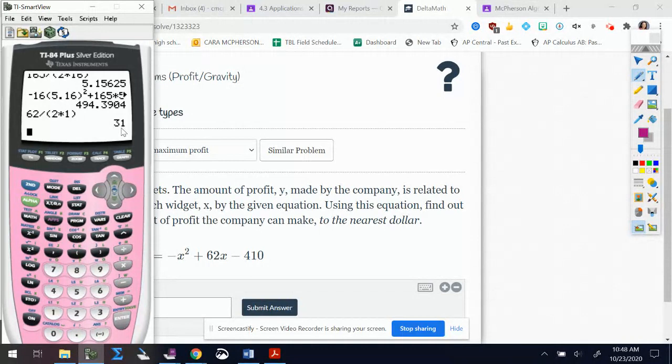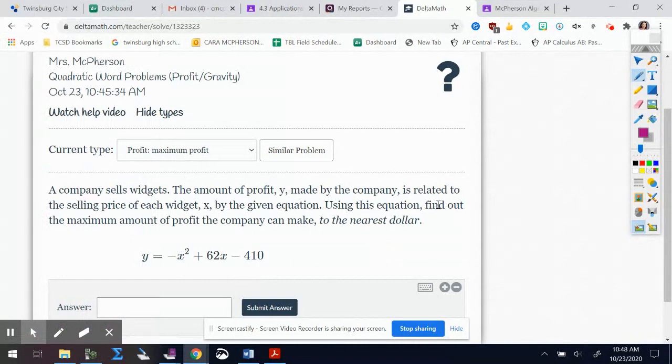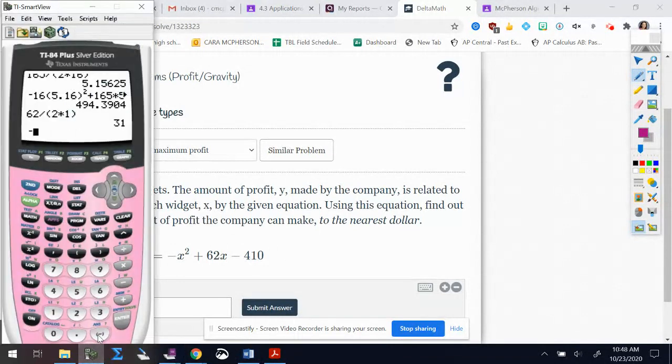So if it asks for price, that's what you're putting in. If it asks for profit, and in this particular question, that's what it asks for, to find the maximum profit, they want you to take that X value that you have on your calculator screen and plug it into this equation everywhere you see X. So on my calculator screen, I'm going to type in a negative, put that 31 in parentheses and square it, and then plus 62 times 31, and whatever that number is for price. If it has decimals, use the decimals and round it the way they say to. And then minus 410.